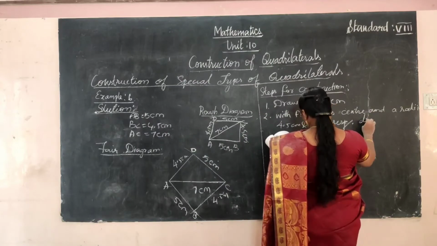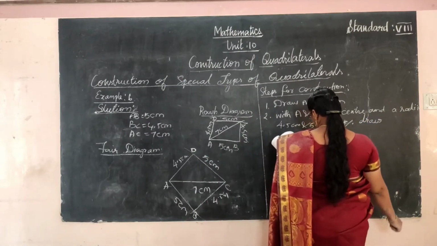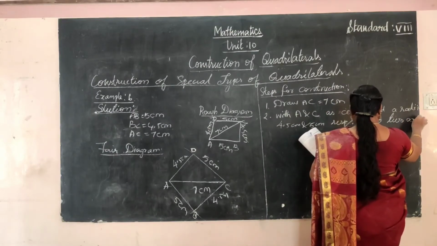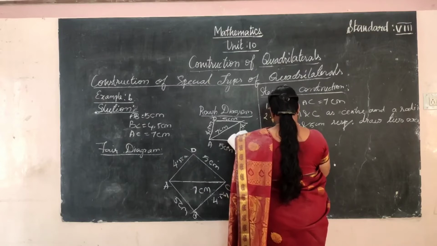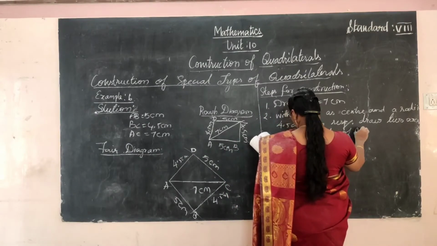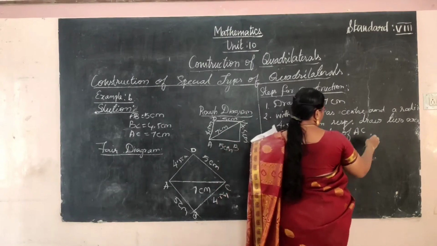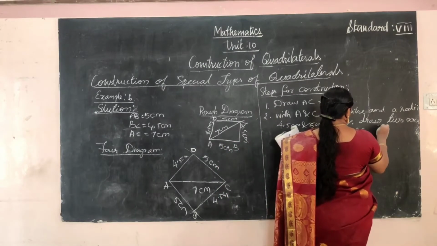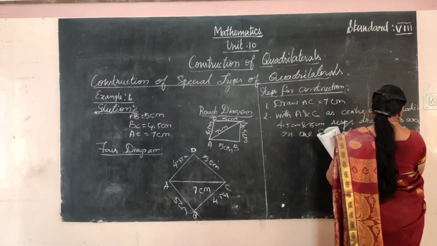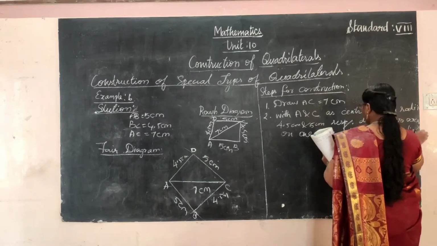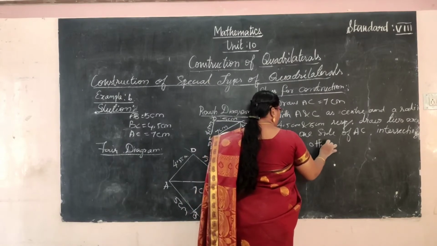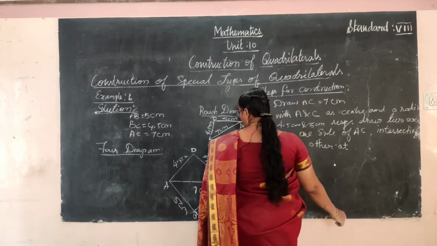Draw two arcs on one side of AC, intersecting each other at D.